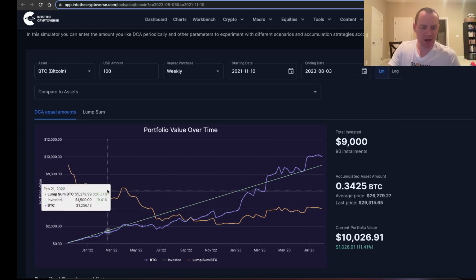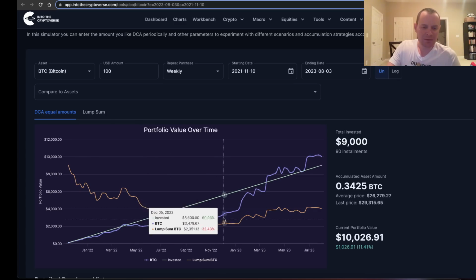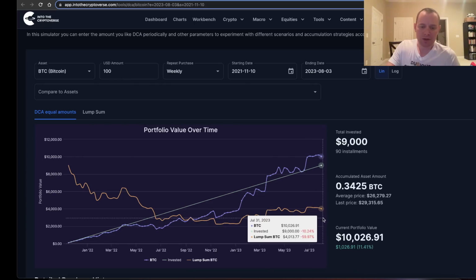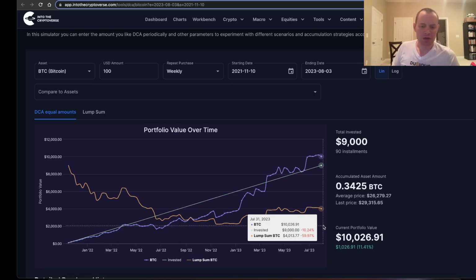But had you lump summed, it would have been the orange line, and you would have been down almost immediately. And despite the fact that it started turning back up here in 2023, your portfolio, by lump summing at the peak, would only be worth $4,000. And these percentages here show you with respect to a DCA strategy for Bitcoin. It does not show you where you'd be with respect to the US dollar. It shows you, with respect to a DCA strategy for Bitcoin, how do you fare compared to that?